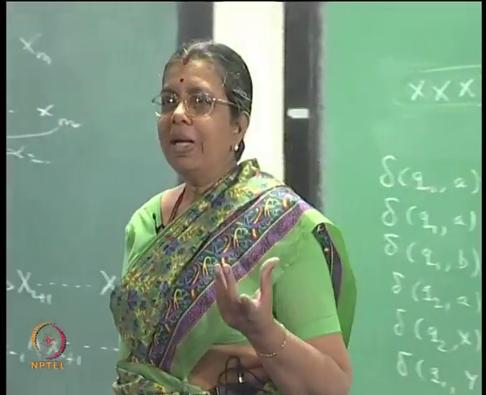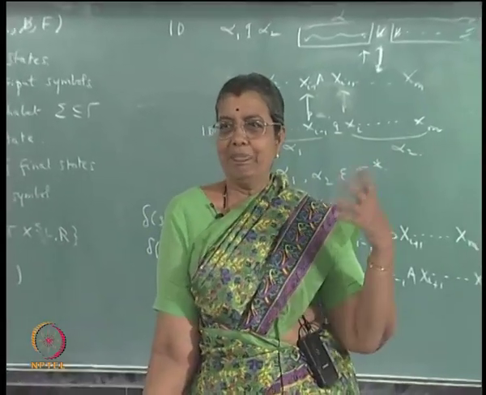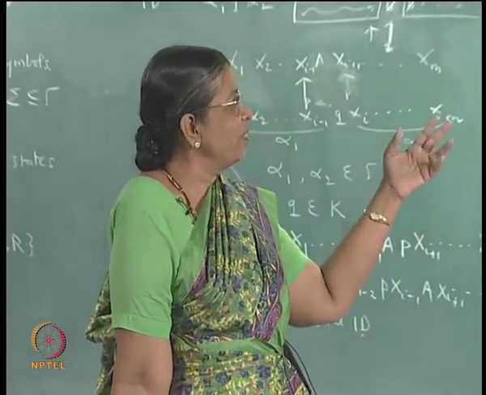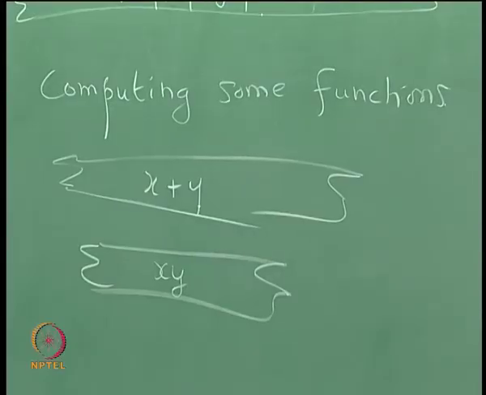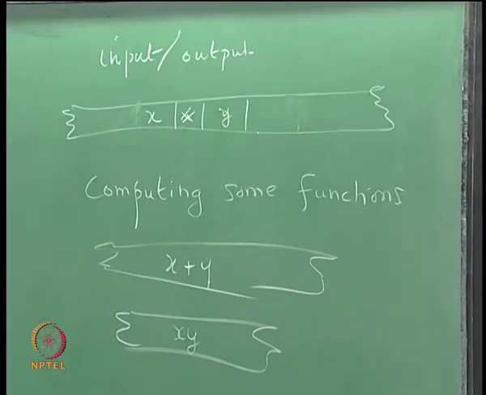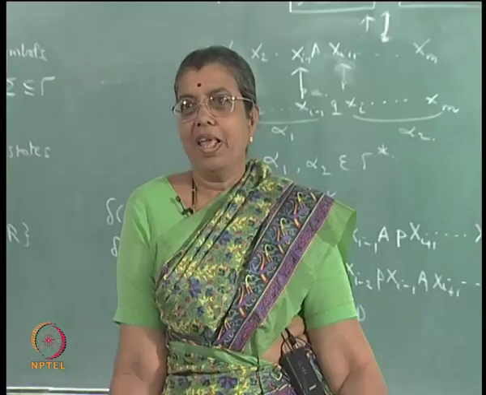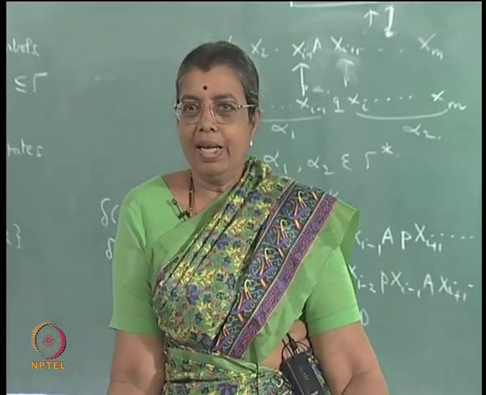Now, if the numbers x and y are represented in unary, it is very simple. You have to just remove that hash symbol and shift all the symbols one position, and it will be over. Addition will be performed like that. If it is binary, you can do it in some other manner.